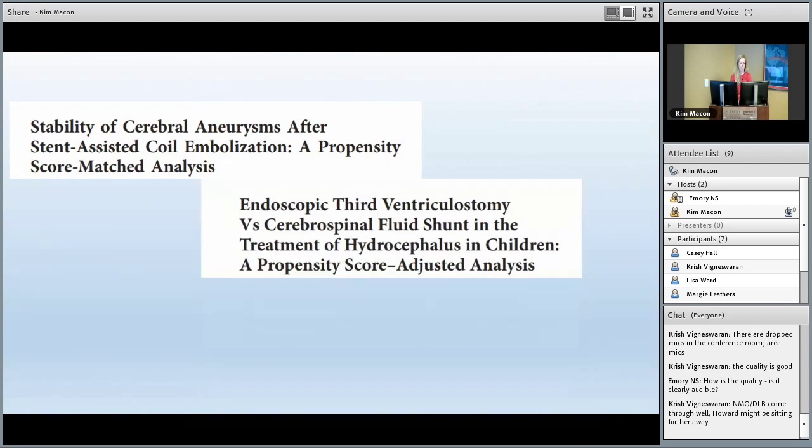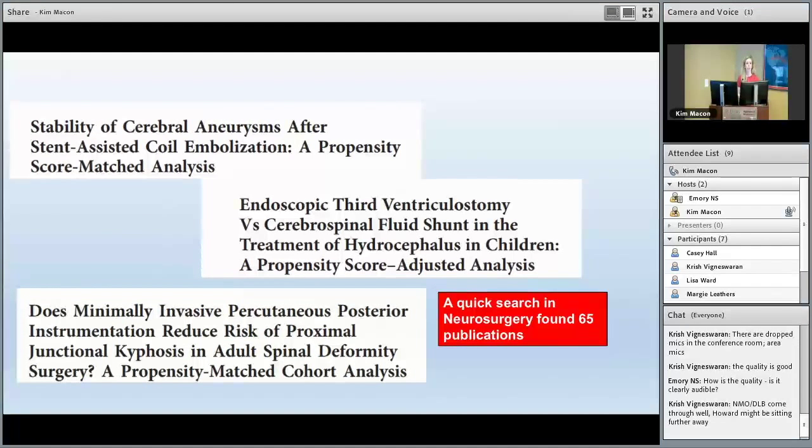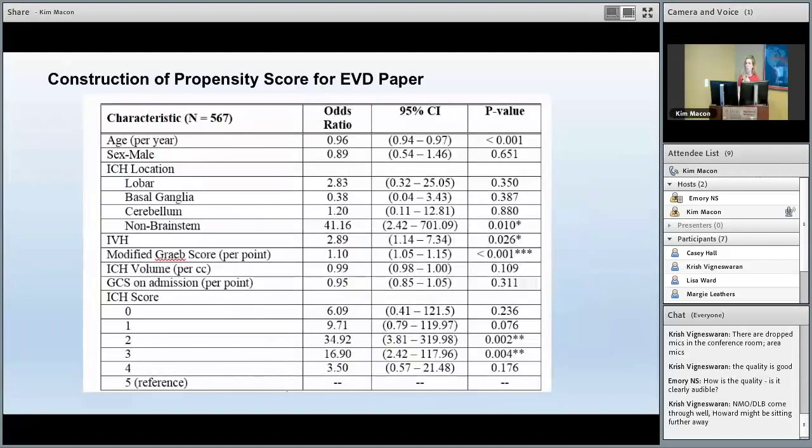There have been a lot of papers in the Red Journal that have actually used propensity scores. When I just did a quick search, I found 65 publications in neurosurgery that have had the words propensity score somewhere in there. So if we go to our EVD paper.